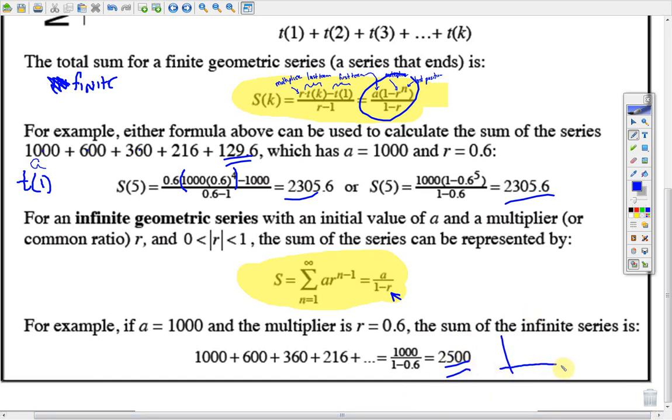Remember what we're actually finding. We find the sum. We're finding the area underneath the curve. So we have an exponential decay equation. We're saying that the area under here that starts at 1,000 is going to be 2,500. Let's look at another example I have on the next slide.